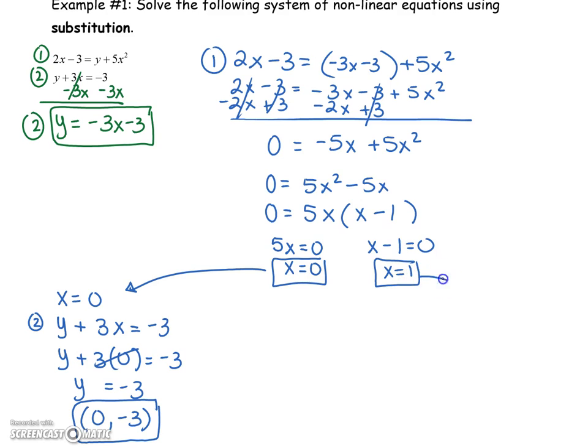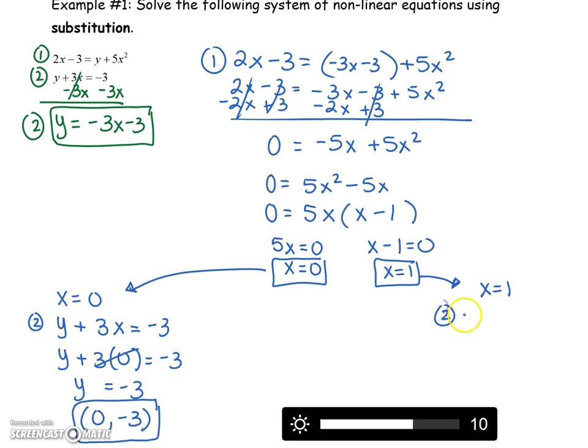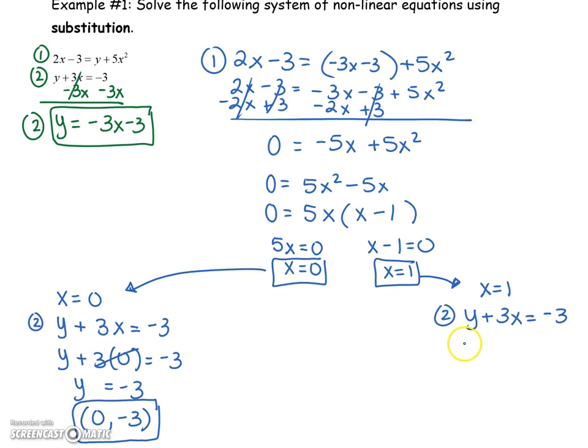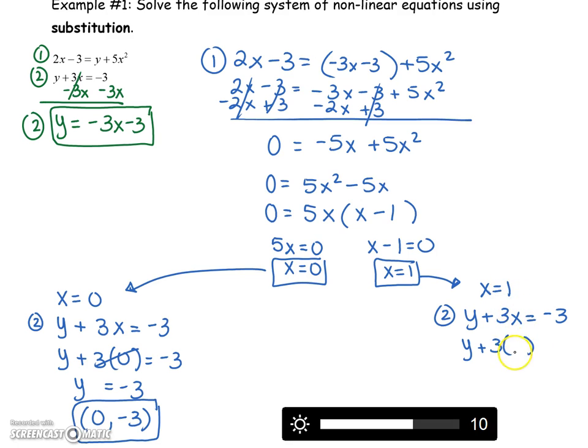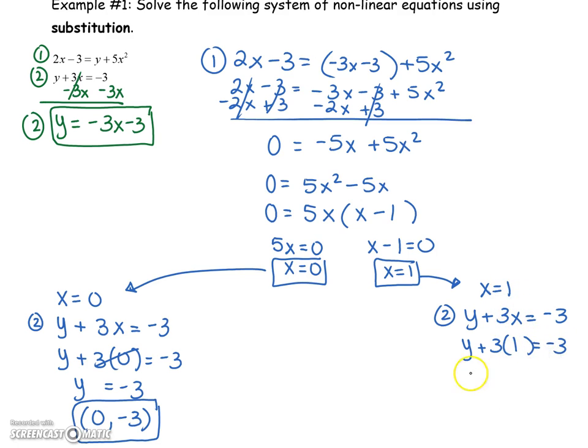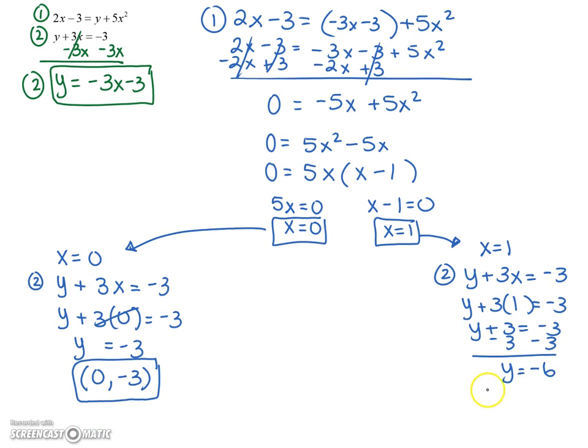Now we're going to do the same thing for x equals 1. So I'm going to write x equals 1. I want to know what y is equal to. I'm going to use the second equation again, just because it's way easier than the first one. Y is a y, a 3 is a 3, and x, in this case, is a 1, equals negative 3. So I have y plus 3 equals negative 3. When I subtract 3 to the other side, I get y equals negative 6. Alright, here's my point. My second point is 1 comma negative 6.